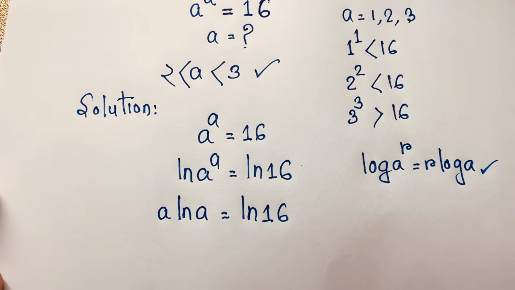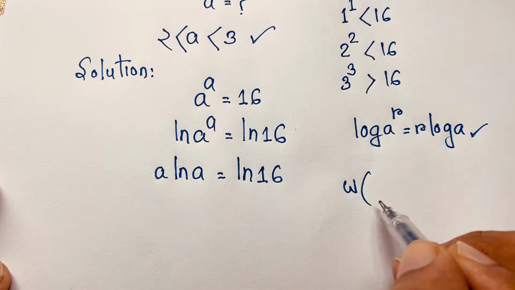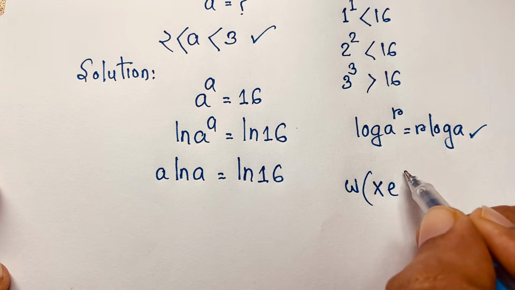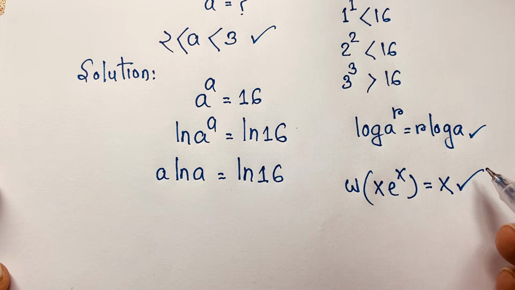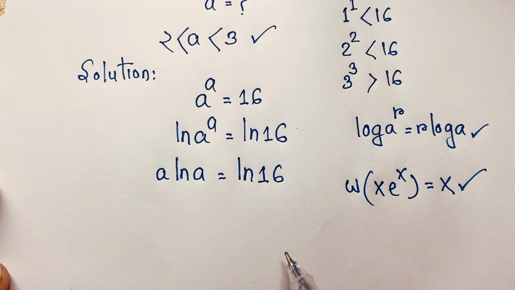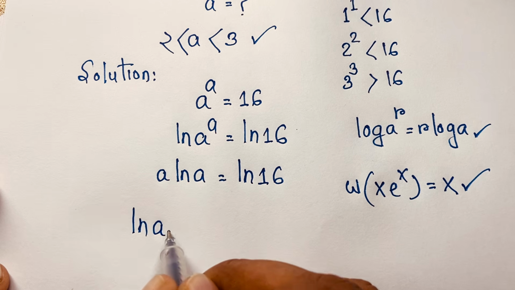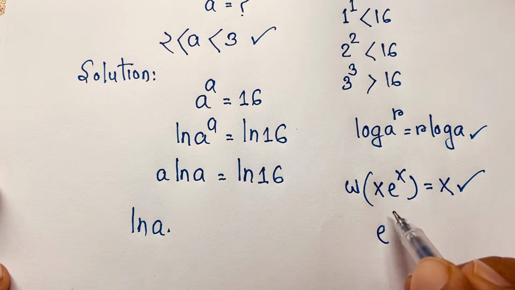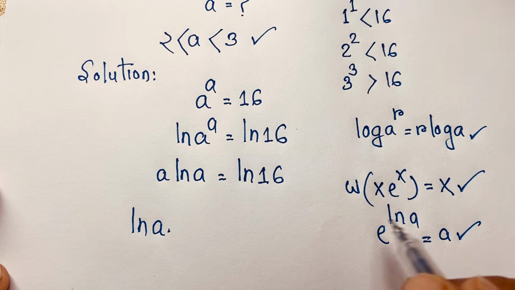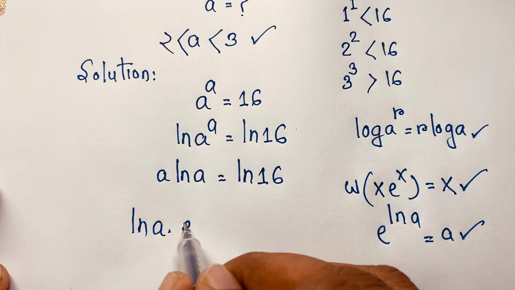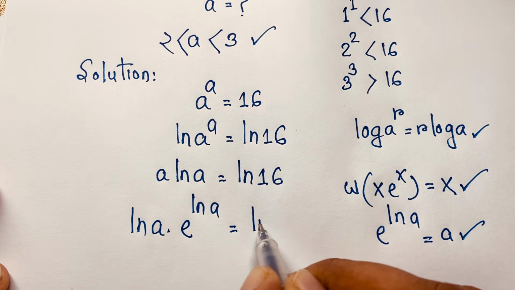Now I want to apply the Lambert W function. You know that for the Lambert W function, W of x e to the power x is x. If I apply this formula here, you need ln a, so you can say easily e to the power ln a is equal to a. So this a becomes e to the power ln a, and the equation is ln a times e to the power ln a is equal to ln 16.